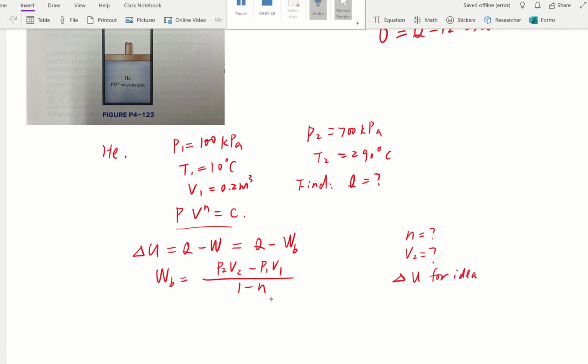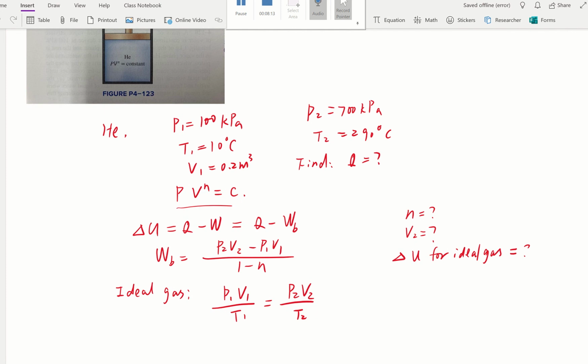So now we say, okay, there are several ways to solve this. We can go ahead and find delta U. Okay, now I think we can figure out this problem. First, let's see if we can find V. How do we do that? Because helium is an ideal gas, we can use P1 V1 over T1 equal to P2 V2 over T2.